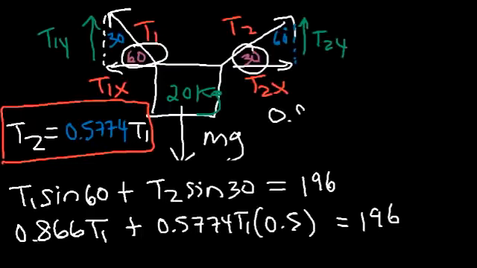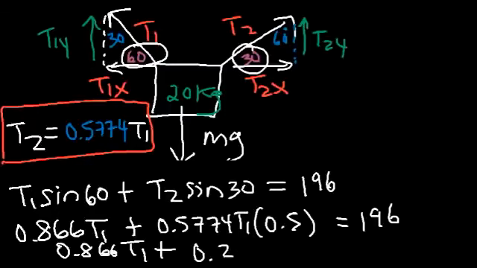So we have 0.866 T1 plus 0.5 times 0.5774. That's 0.2887 T1.